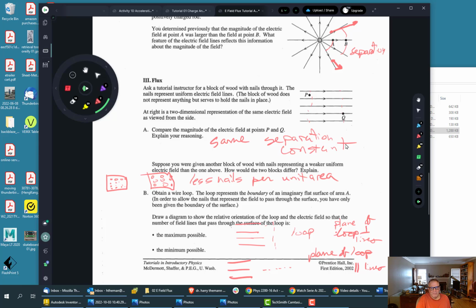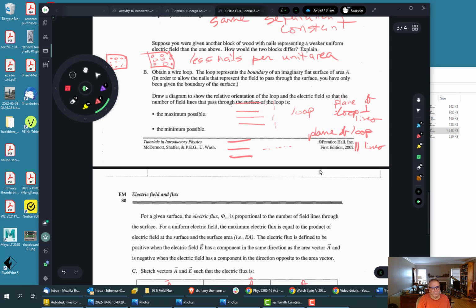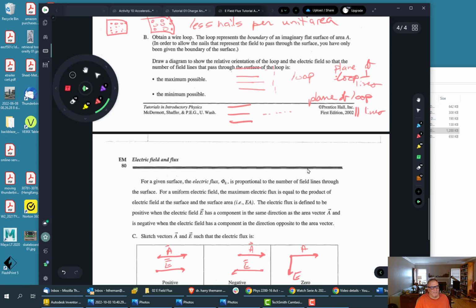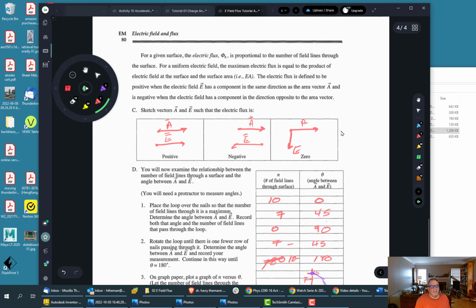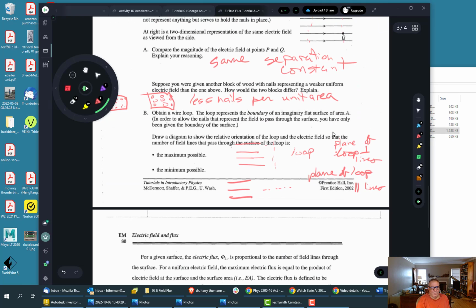And now they're asking us, if I have a loop, how do I get the most number of nails? Well, I hold the plane of the loop perpendicular to the nails, and I can get the most nails in it. And if I hold the plane of the loop parallel to the field lines, the nails, I can't get any of them in. Okay, but if we go back to the plane of the loop, so if we use our A vector, then we would say E and A are parallel, and here E and A are perpendicular.